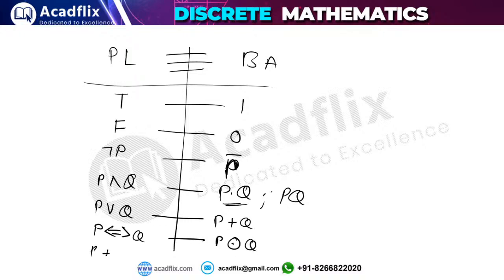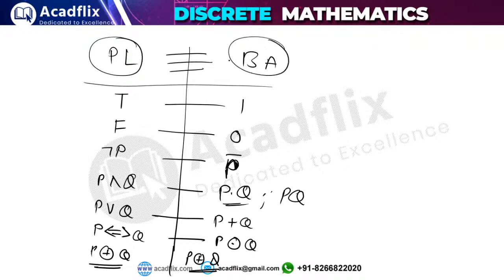In propositional logic we write p XOR q. In Boolean algebra we will again write p XOR q. This is the same, here also p XOR q, there also p XOR q. So these are the basics. You can see propositional logic is exactly equivalent to Boolean algebra. So sometimes I can use it like this, sometimes I can do it like this.